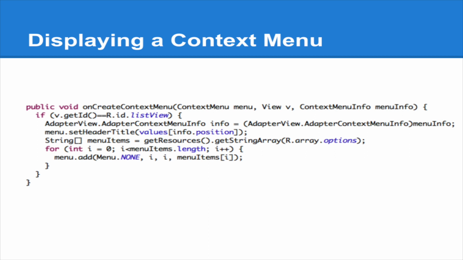So AdapterContextMenuInfo, menu.setHeaderTitle, String[] menuItems, there's my array, equals getResources().getStringArray(R.array.options), which is the name I gave it. So it means rather than have to store your array contents in your Java controller, you can build your array in XML and then just load it in when you want it. And that's good practice. It keeps your resources away from your code.